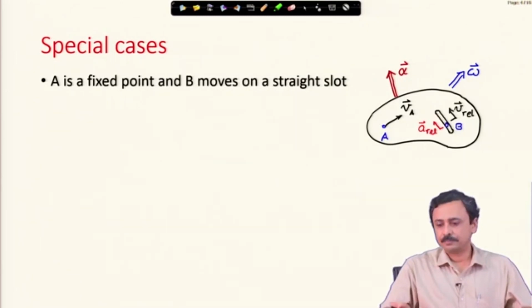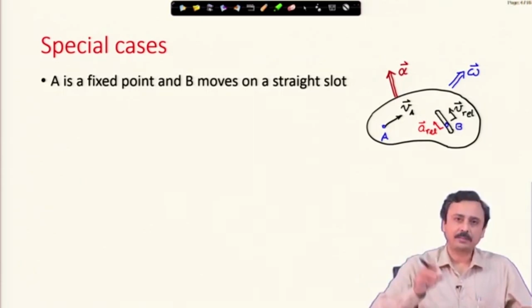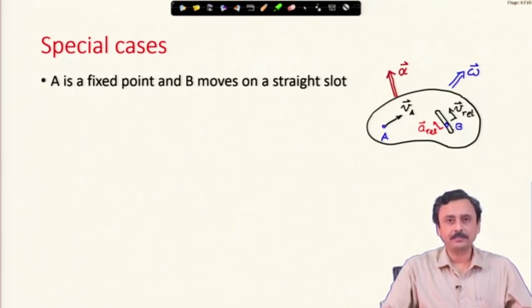If that point B is like a pin or another person walking on a straight path, you are A sitting on a chair and that person B is walking on a straight path. VREL is the velocity that you measure of that person as he or she walks on the straight path, and AREL is the acceleration that you measure of the person when he or she walks on that straight path.